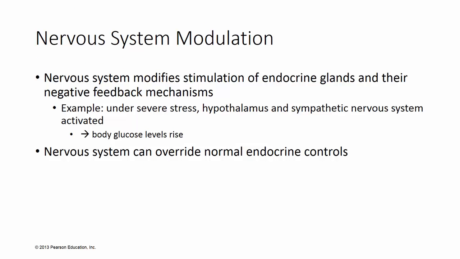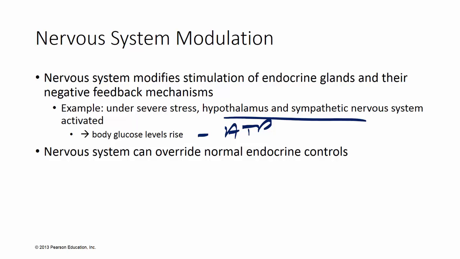Now, the nervous system, it's kind of the ultimate control mechanism, okay? So it can modify the stimulation of endocrine glands. So, for example, under severe stress, your hypothalamus and sympathetic nervous system can do things like make glucose levels rise so that you can make more ATP and then run away from whatever big scary thing is coming after you.